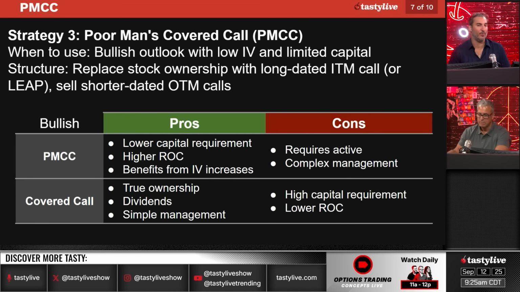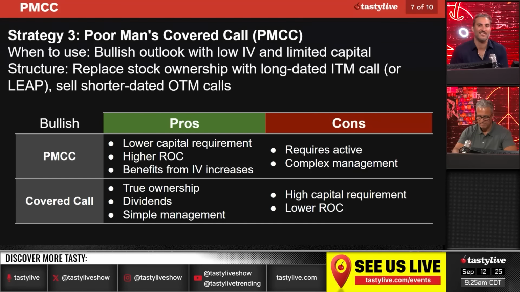So next one, poor man's covered call. You could bucket this in the diagonal spread situation, but this is a more directional trade. You have a higher delta, a little bit less exposure to volatility. So when to use is when you're bullish, low IV, limited capital, you're replacing stocks. This is really about the capital, the advantage of being able to use less capital here.